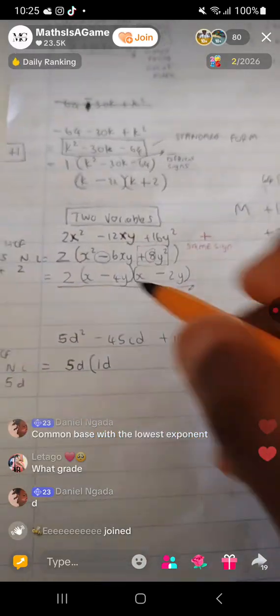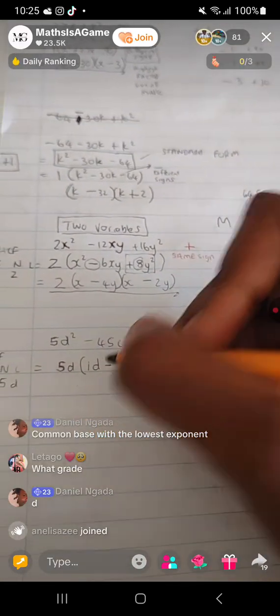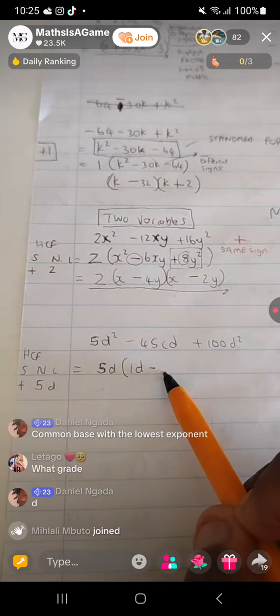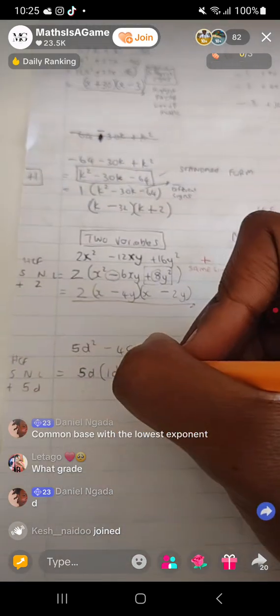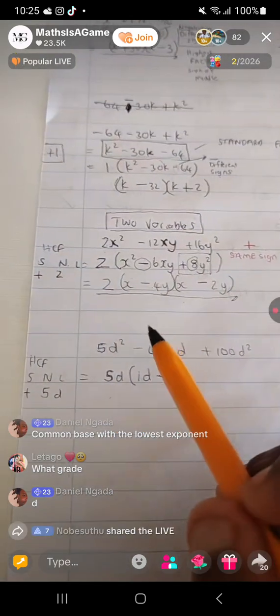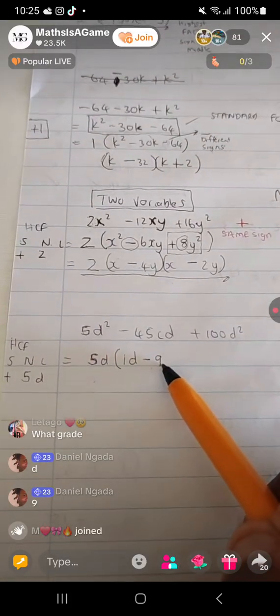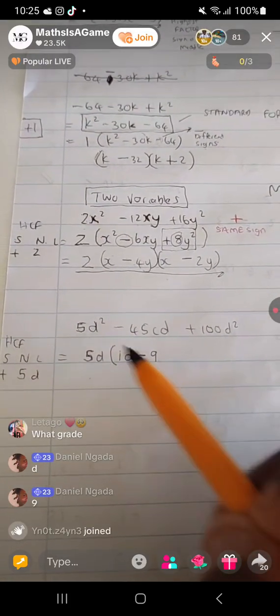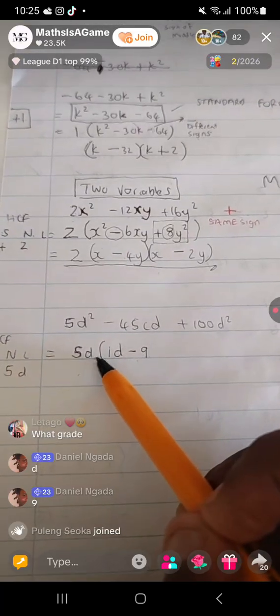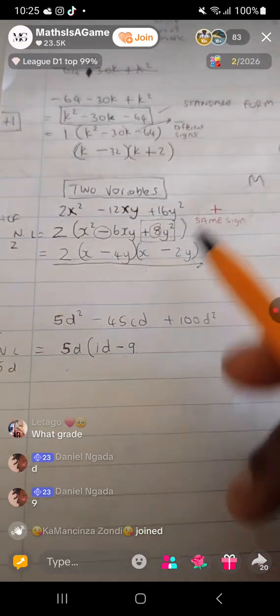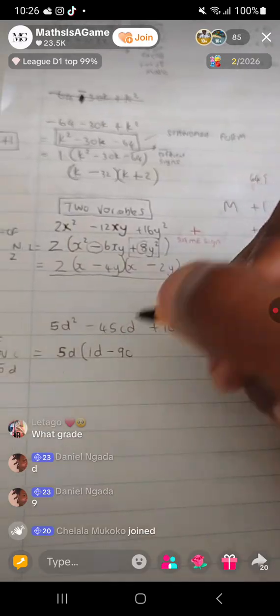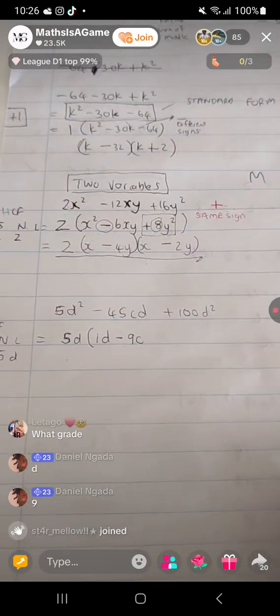Let's go on. Positive times what gives me a negative? It is negative. 5 times what gives me 45? It is 9. Or we can say 45 divided by 5 gives us 9. Okay? The 5 is taken out, the D is taken out, there's a letter C that is there. So that C is left over, we write it there.